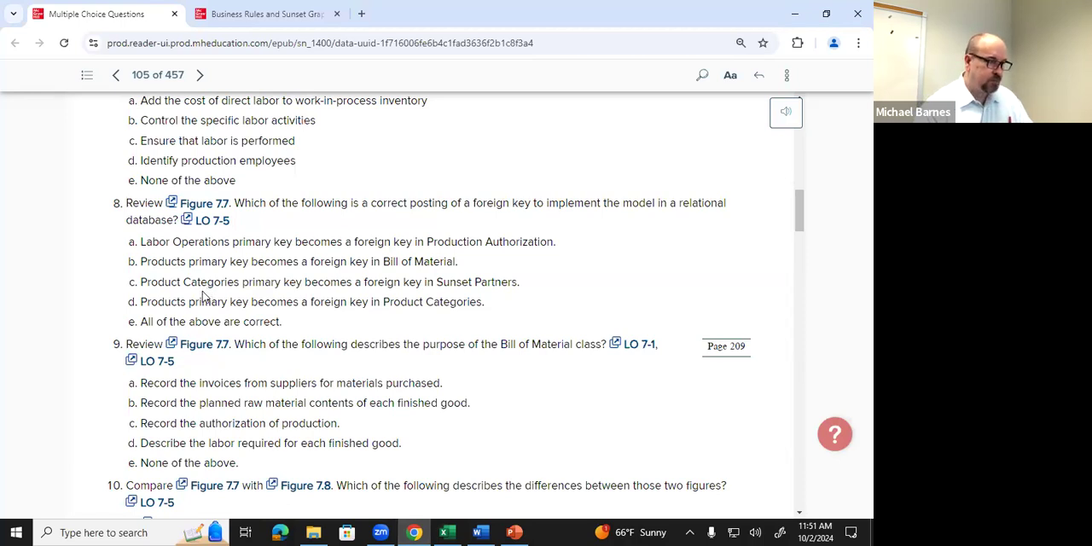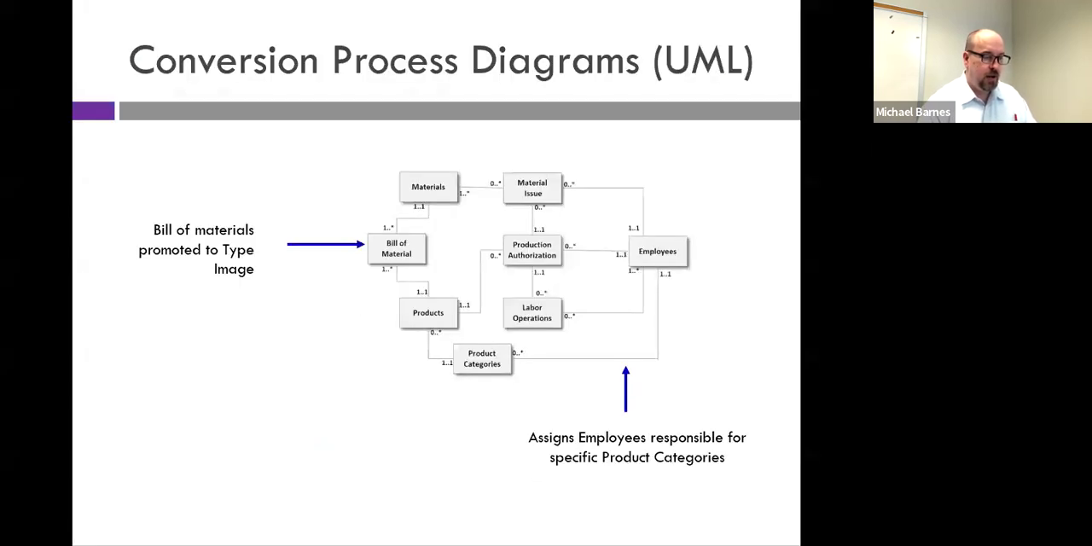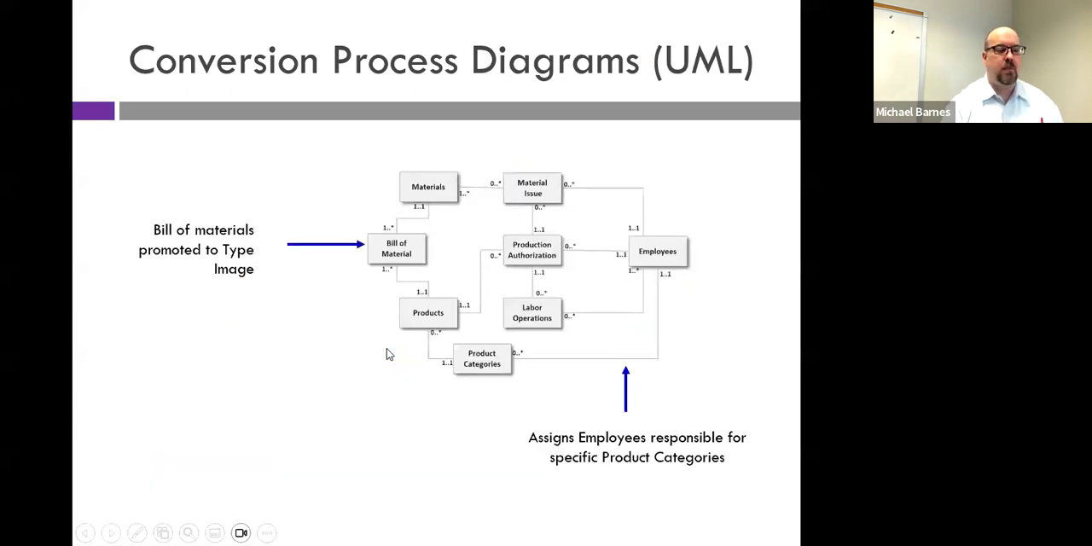Okay, question number 9. Which of the following describes the purpose of the bill of materials class? So again, this is in our diagram right here. We've added this as a class. This was not in our previous diagram, and I talked about what was the purpose of including that. So what do we call this particular class? Is it a resource, event, or agent? Sure doesn't look like any of those.